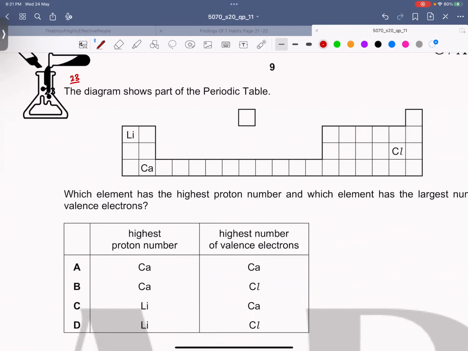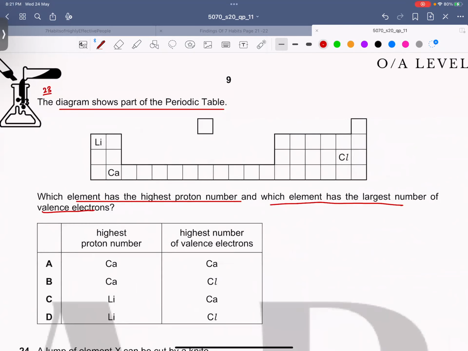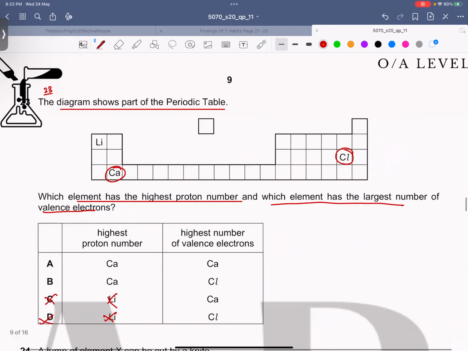23. The diagram shows part of the periodic table. Which element has the highest proton number and which element has the largest number of valence electrons? So, which one has the largest number of valence electrons? Obviously, the one on the right of the periodic table, and the one at the bottom would have the highest number of protons. So these two go wrong, and for the highest number of valence electrons, this is wrong. So A is wrong, and our correct answer is B. Is this understandable to everyone? Yes, Asad, Hassan, Abdullah, and Rayyan. Yes, sir.